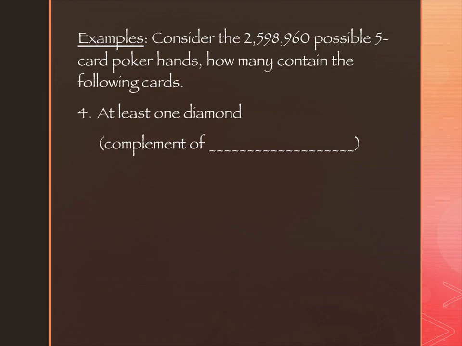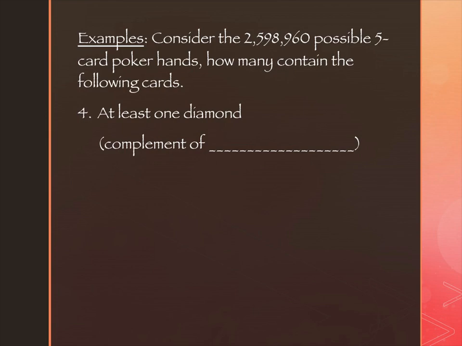Okay, I think I have one more of these. This one says at least one diamond. So, what is the complement? At least one diamond means one or more, right? So I'd have to have 1 diamond, 2 diamonds, 3 diamonds, 4 diamonds, or 5 diamonds. This is the reason I don't want to do this, because I'd have to calculate 5 different combinations and add them together. I'd much rather do just one combination and subtract.